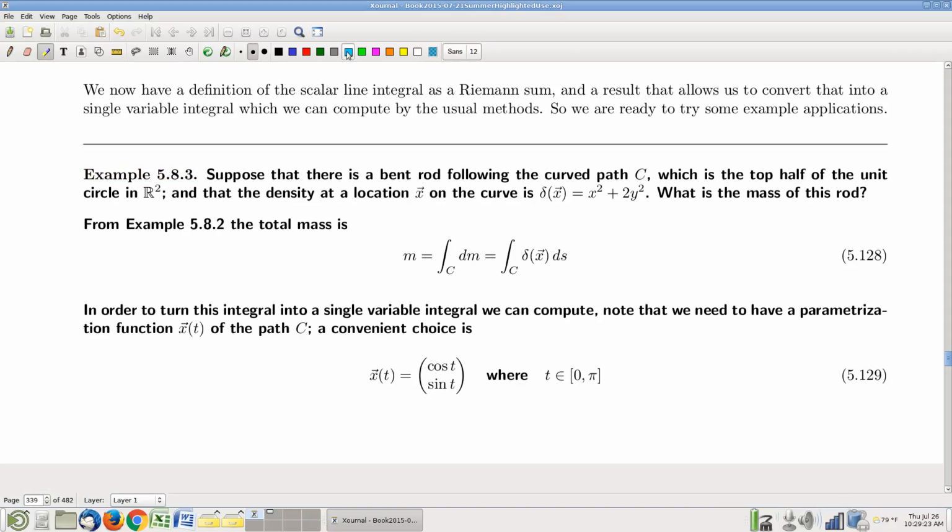Okay. All right. Suppose I want to compute the mass of a rod. At this point, in fact, we don't really care what the example is.